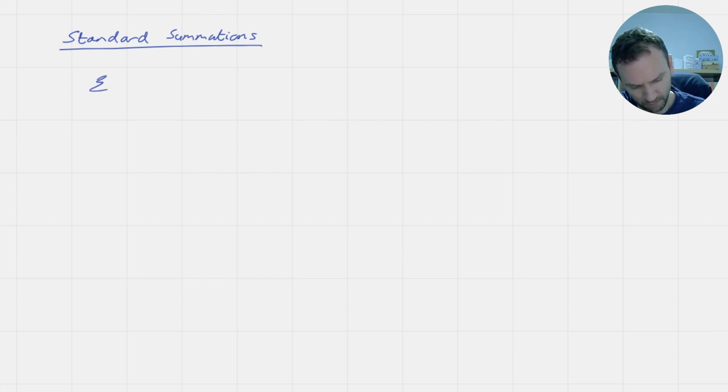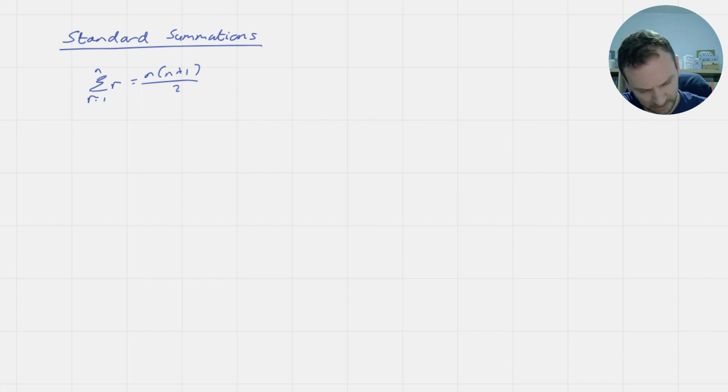So the first one is the sum from r equals 1 to n of r, which is just the sum of the integers 1 plus 2 plus 3 all the way up to plus n, is equal to n(n plus 1) over 2. If you know your sum of an arithmetic series, you could prove it that way, but you just want to be able to quote that, and you don't get that one in your formula booklet.